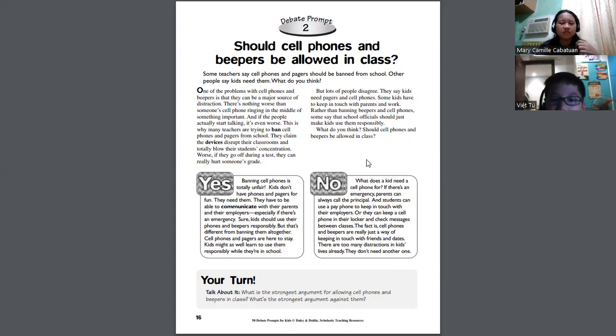But lots of people disagree. They say kids need pagers and cell phones. Some kids have to keep in touch with parents and work. Rather than banning beepers and cell phones, some say that school officials should just make kids use them responsibly. What do you think? Should cell phones and beepers be allowed in class?